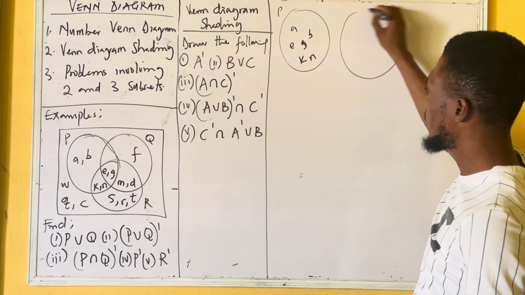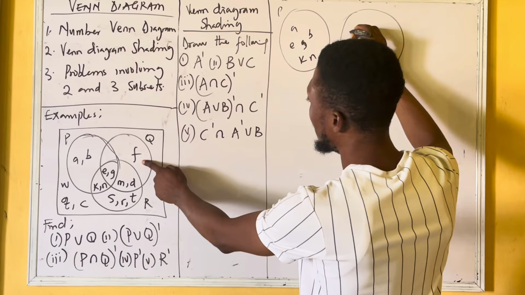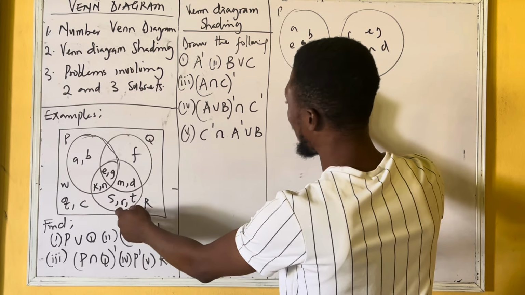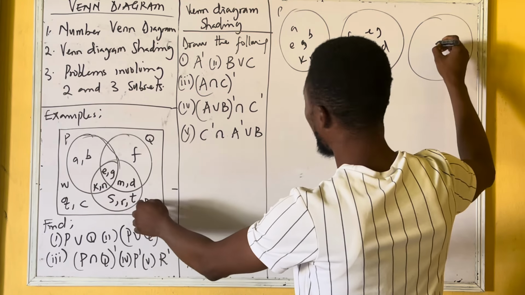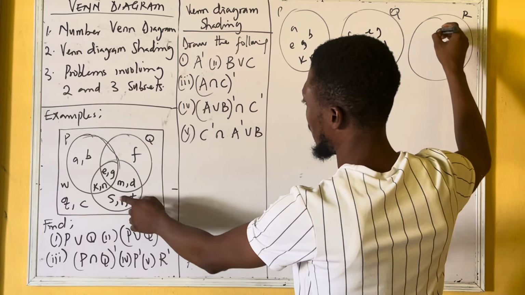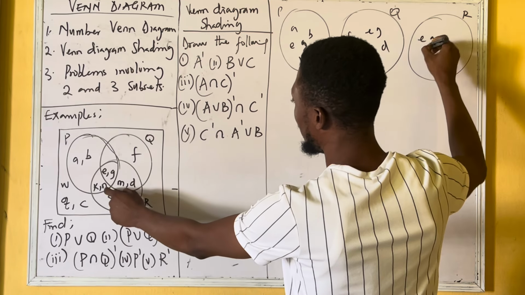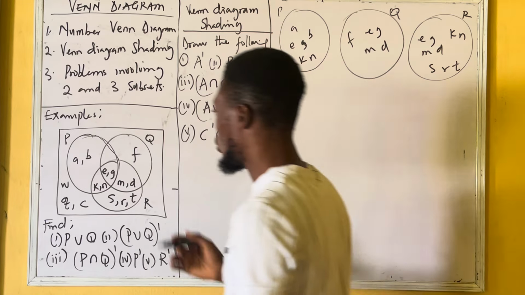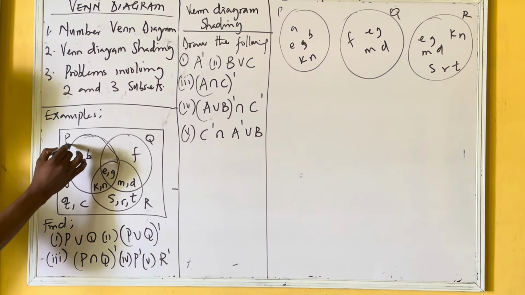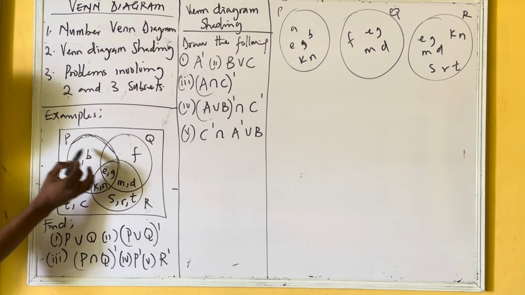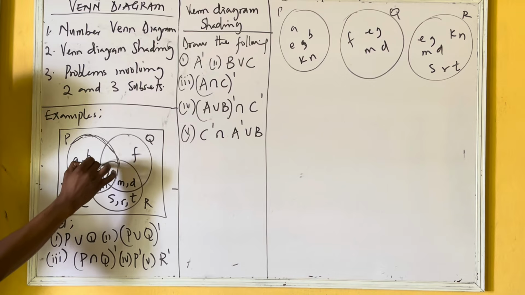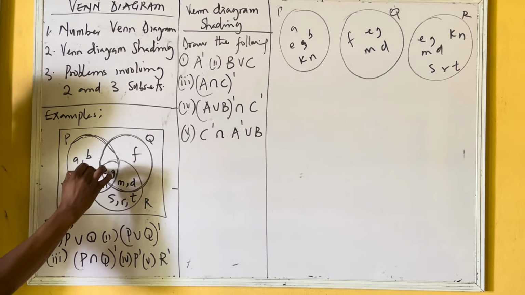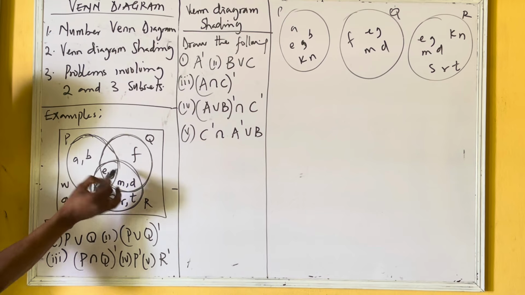For Q, everything within the circle is an element of Q: F, E, G, M, and D. Everything in Q. While for R, everything in R is E, G, M, D, K, N, S, R, T. So what I've done is just write out everything within the circle. This circle belongs to P, this circle here belongs to Q, and this circle here belongs to R, so everything there.